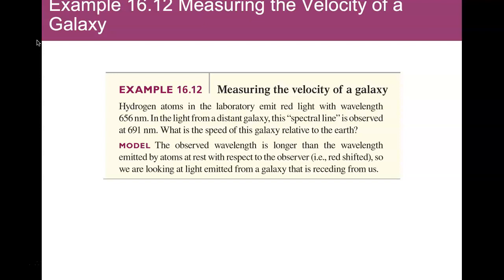Okay, so we observe a larger wavelength, right? A lower frequency. That means it must be moving away from us. And that's called being redshifted, because lower frequencies, longer wavelengths are on the red side of the visible spectrum, and blue and violet have higher frequency, lower wavelength.